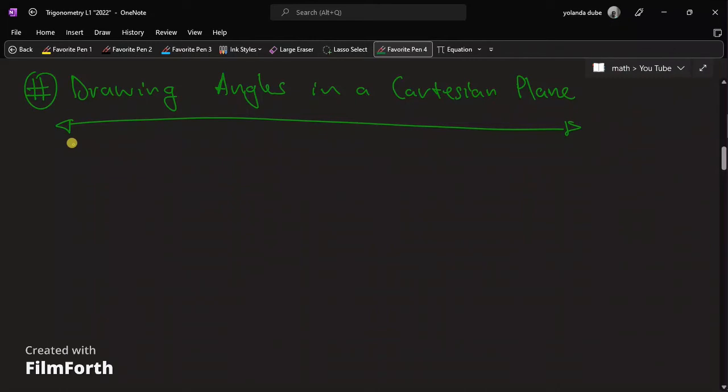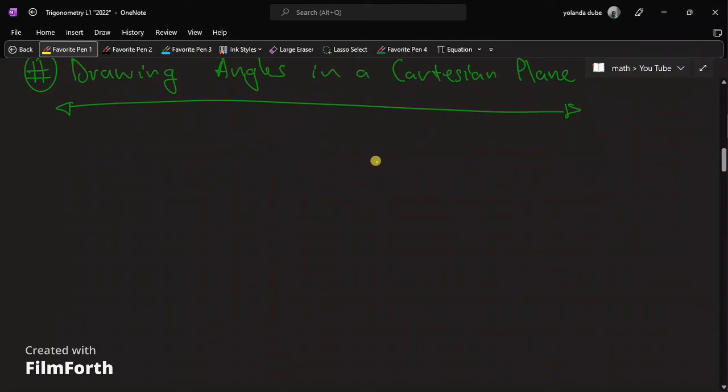So we want to learn how one can draw angles in a Cartesian plane. Easy. Angles can be drawn or represented in a Cartesian plane. But when we are trying to draw angles in a Cartesian plane, we do not actually treat the plane in the same way we do when we are representing coordinates in a Cartesian plane. So it's a different thing.